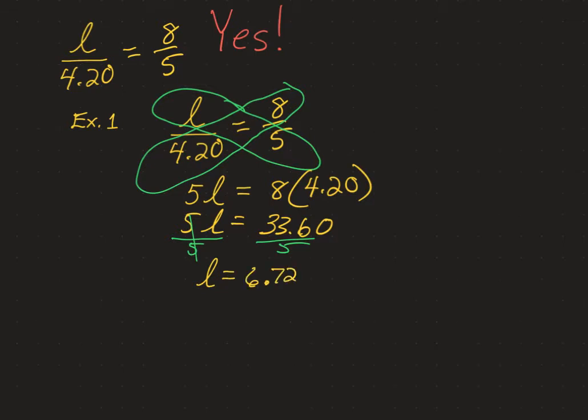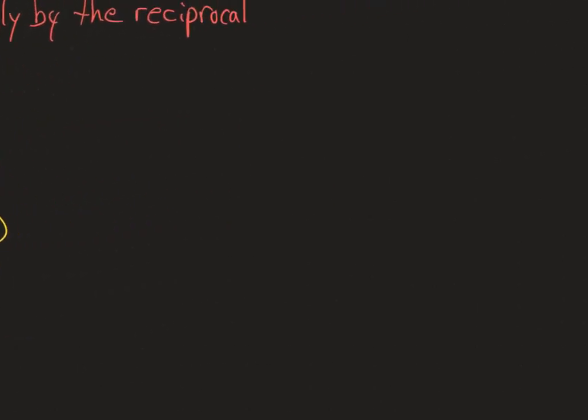6.72. All right, and I just did a quick check on my calculator, putting in 6.72 for L in my original equation, and discovered that yes, on both sides I get a decimal of 1.6. It is equal. This is correct. And we will move on to another example that we can solve using cross multiplication.